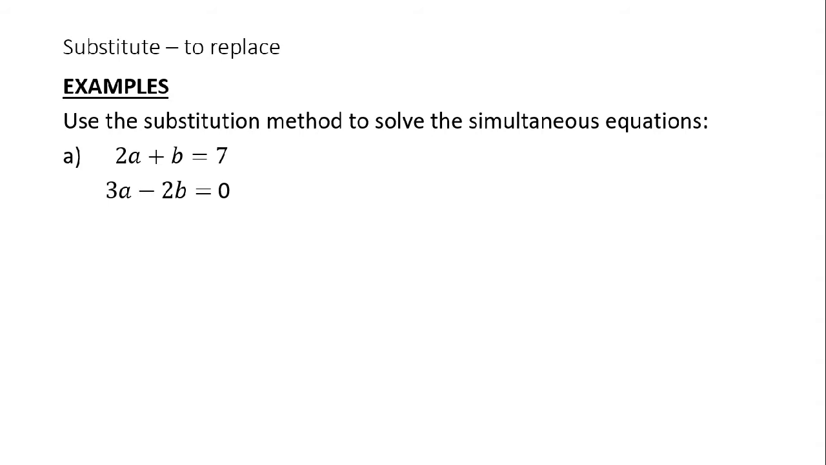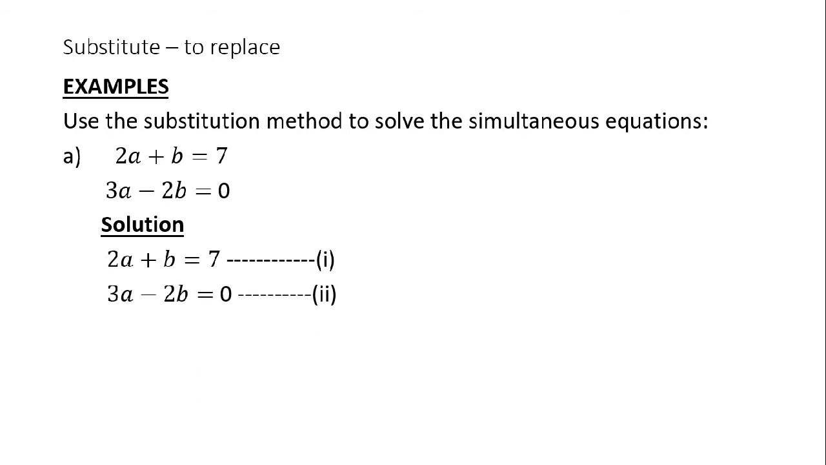So what we are supposed to do here is to name the equations. After naming them, we'll pick one of the equations and make one of the variables the subject of the formula. So we are going to say 2a plus b equals 7. We'll name that one equation 1. 3a minus 2b equals 0. We'll name that one equation 2.